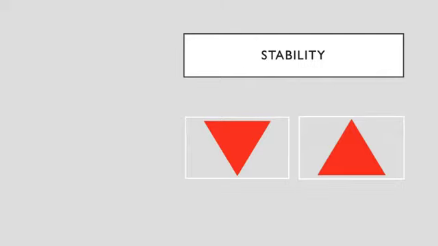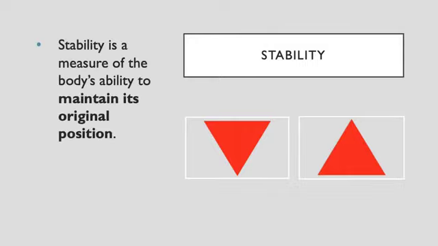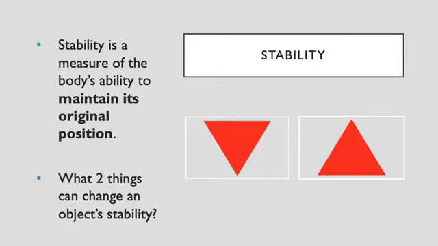So we're looking at stability today. And stability is a measure of the body's ability to maintain its original position. So what two things can change an object's stability, do you think? Well, I've given you a bit of a clue by those two triangles that I've drawn there.